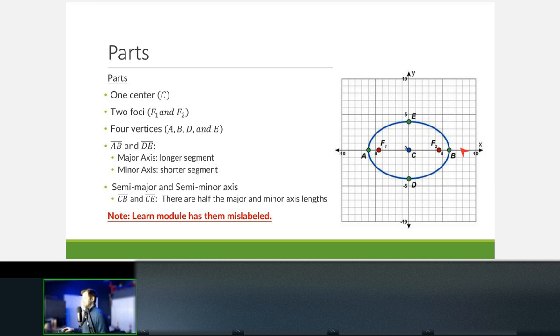From A to B is the major axis length. From your center C to B, or your center C to A, that is called your semi-major axis length, because it's half. So from C to B, that is your semi-major axis length. And then from your center C to E, or your center C to D, that is your semi-minor axis length. Kind of makes sense, right? Half of the entire length, so it's the semi-minor axis length, because it's the smaller length out of the two.